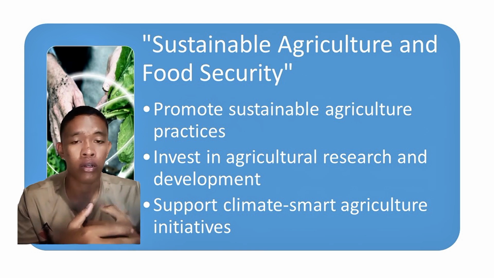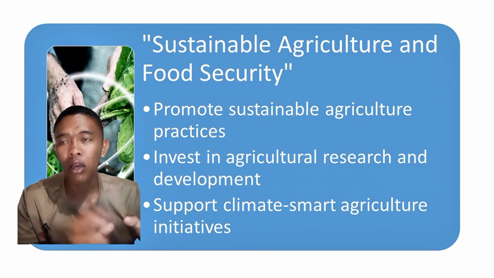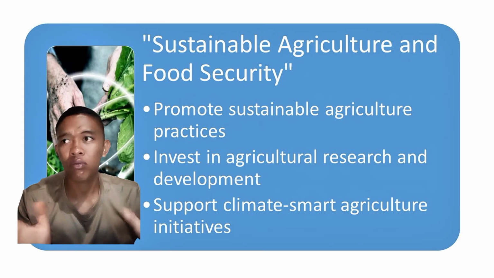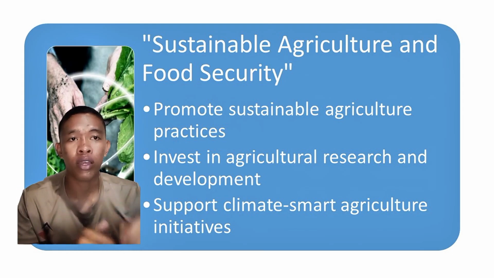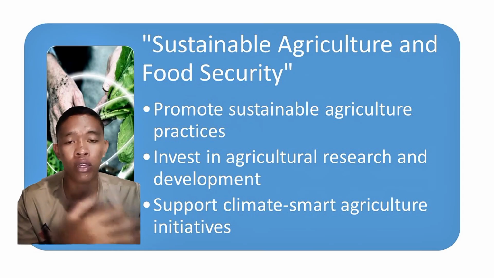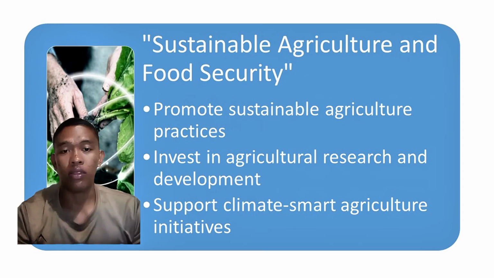So irrigating the areas, building some canals and hydro facilities, then maybe some support for the farmers so that they can sustain their livelihood, so that agriculture and food security can be secured. Then support climate-smart agricultural initiatives. And that's all. Thank you.